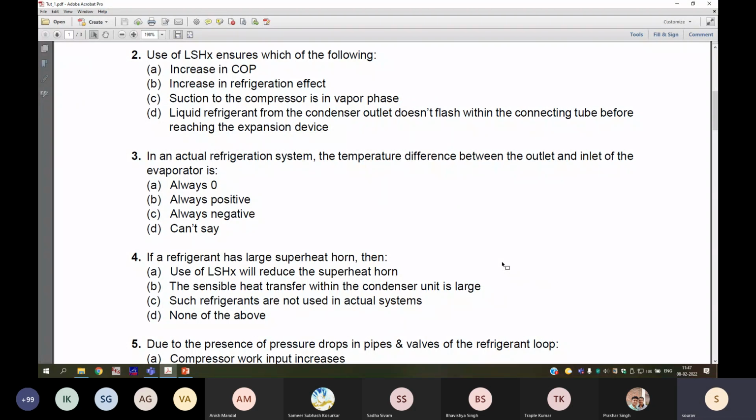What do you think? Is this statement correct? No, sir. No. Anyone else having a contradictory opinion about statement A? Okay. Statement B is: the sensible heat transfer within the condenser unit is large. Correct or incorrect?